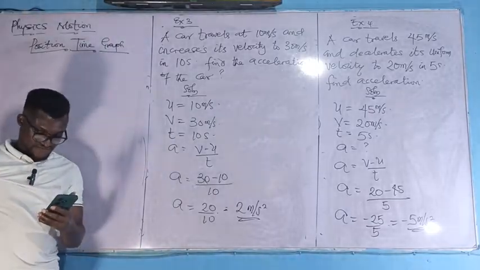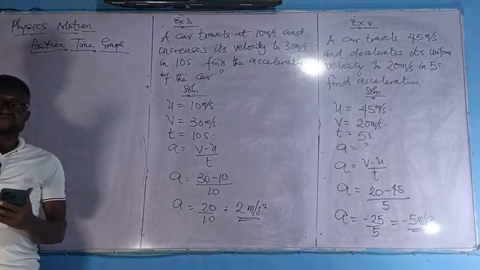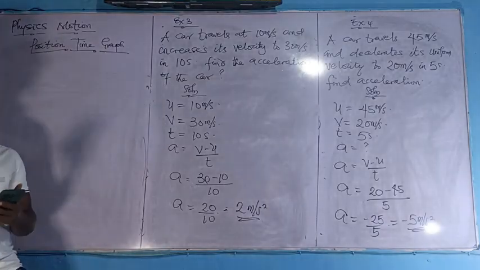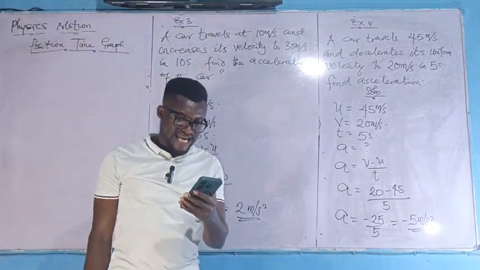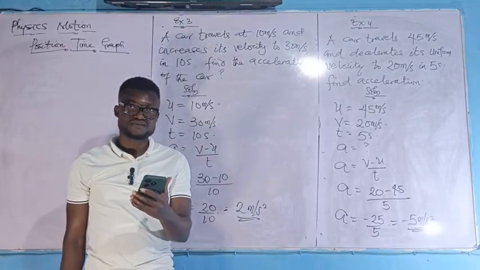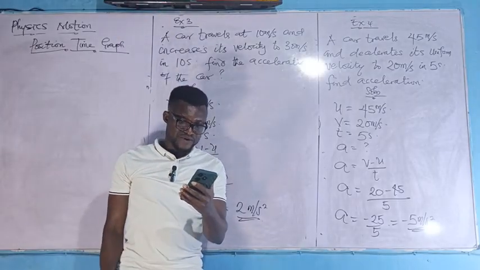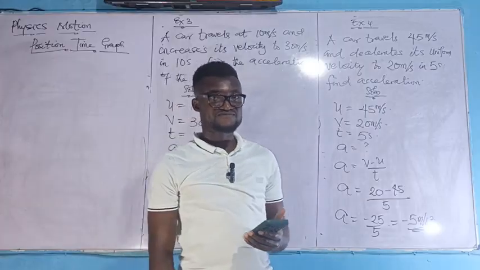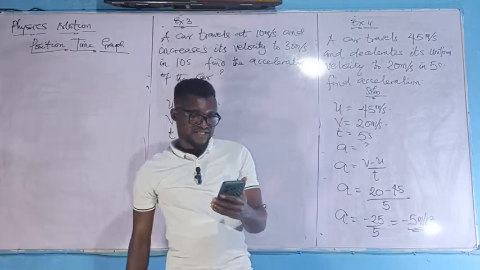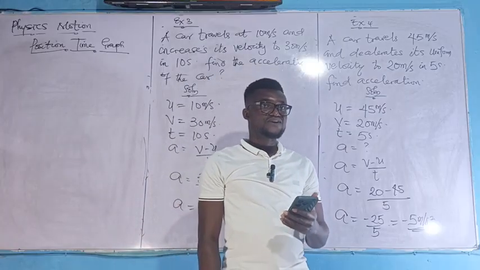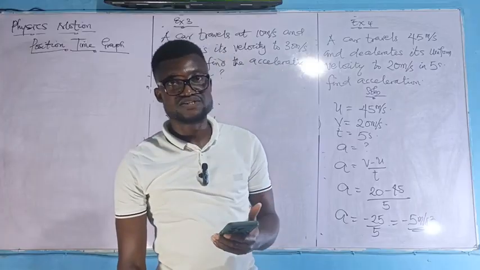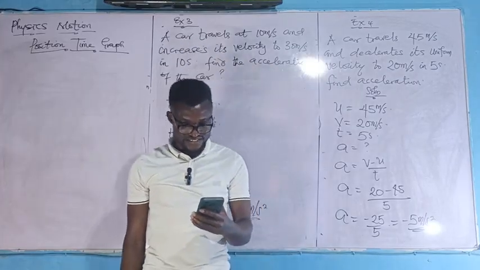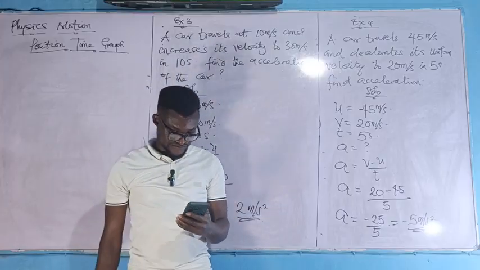Displacement, velocity, acceleration, all can be represented on a graph. I repeat, displacement, velocity, acceleration, all can be represented on a graph.